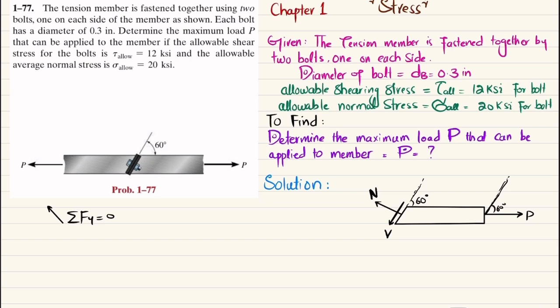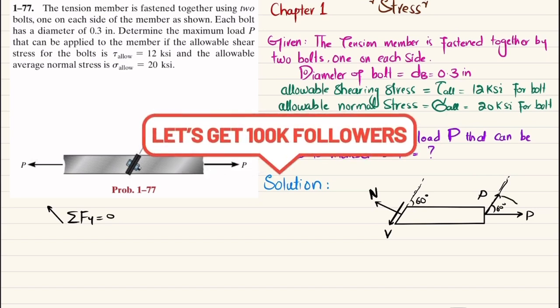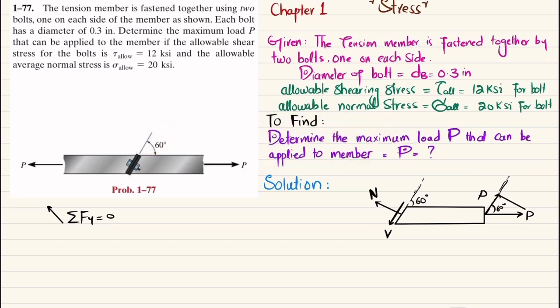So this P will have two components, one along this axis and the other parallel to this N. Let this be the X component and this be the Y component. So you can see Px will be equal to P cos of 60 degree, clear, and this Py will be equal to P sine of 60 degree.